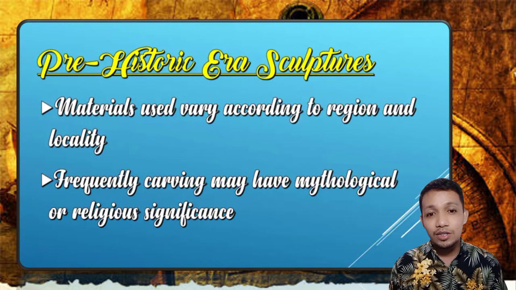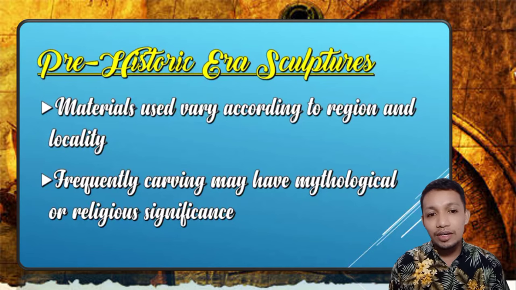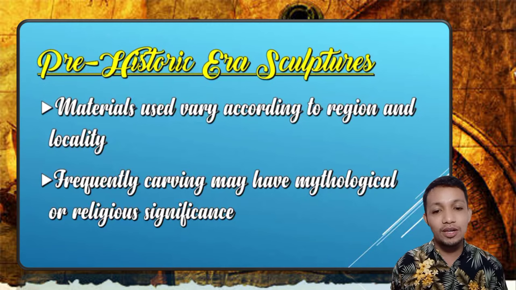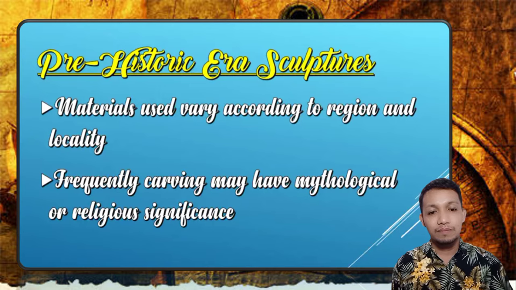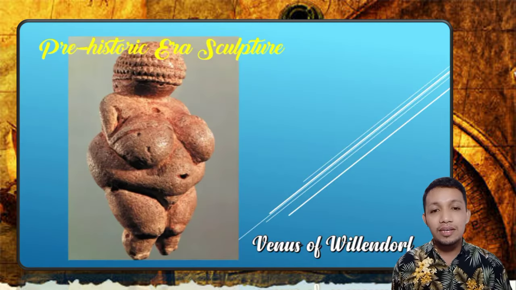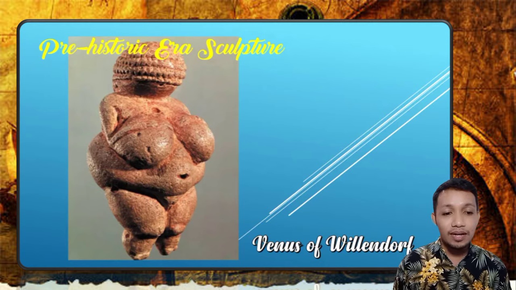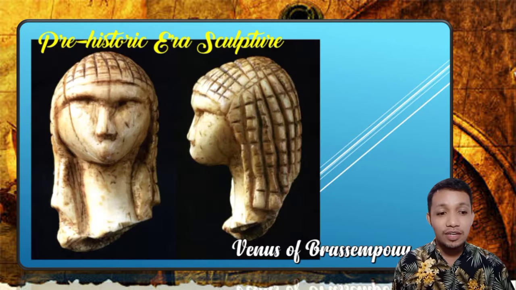Now let's proceed to prehistoric era sculptures. It is characterized as materials used vary according to region and locality. Frequently, carving may have mythological or religious significance. Here are examples of prehistoric era sculptures. The first one is Venus of Willendorf. The second one is Venus of Brassempouy.